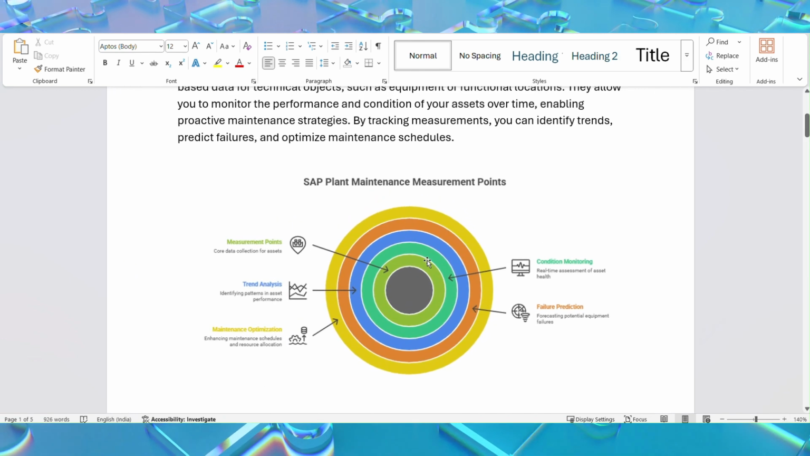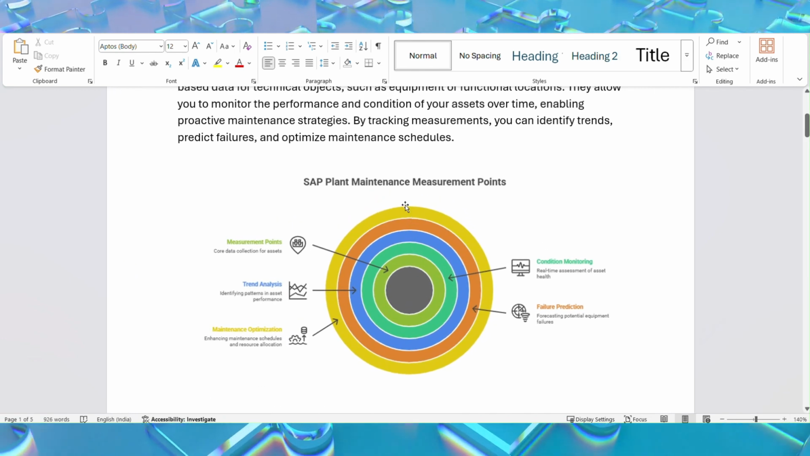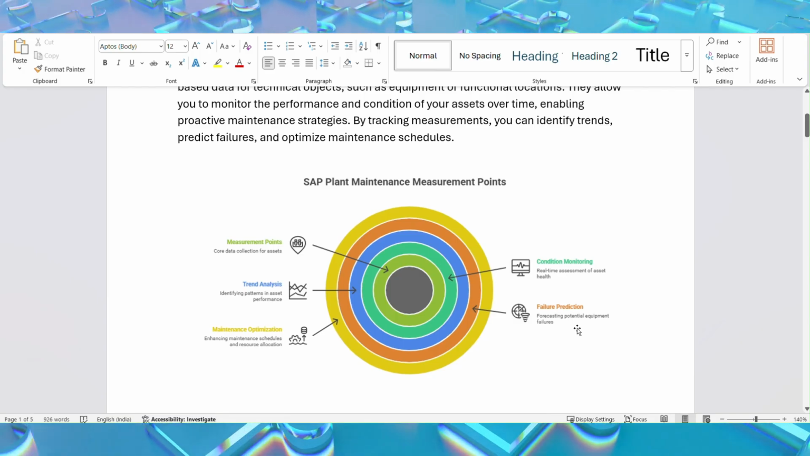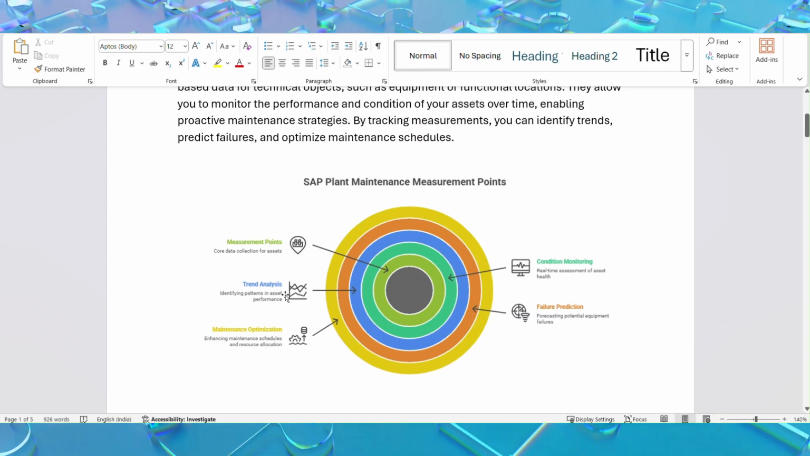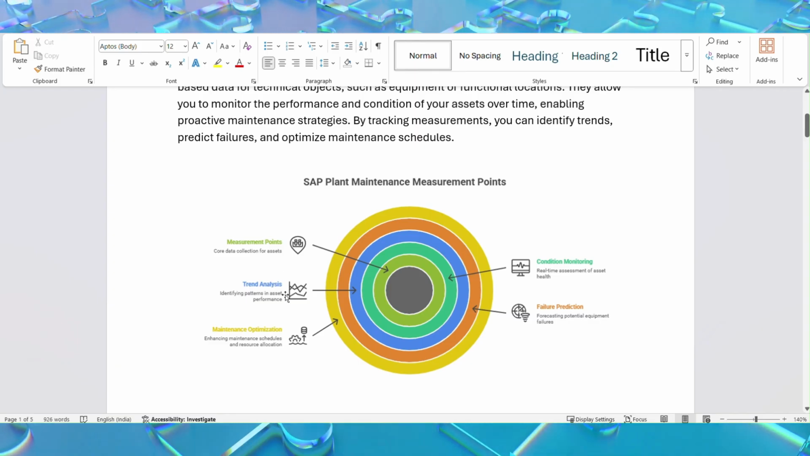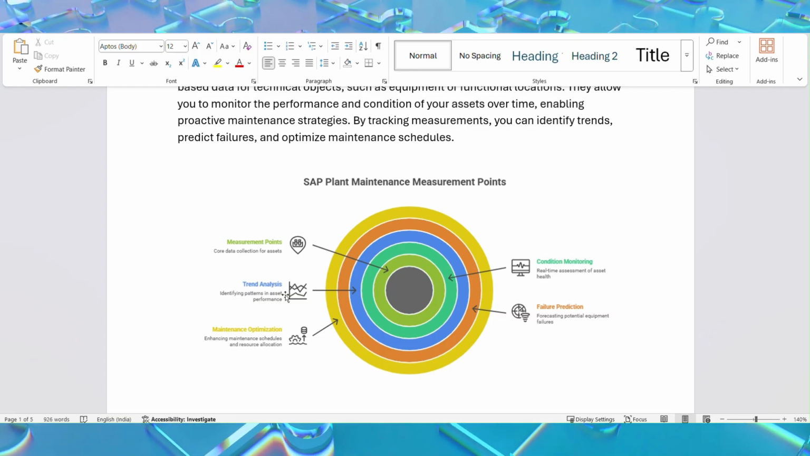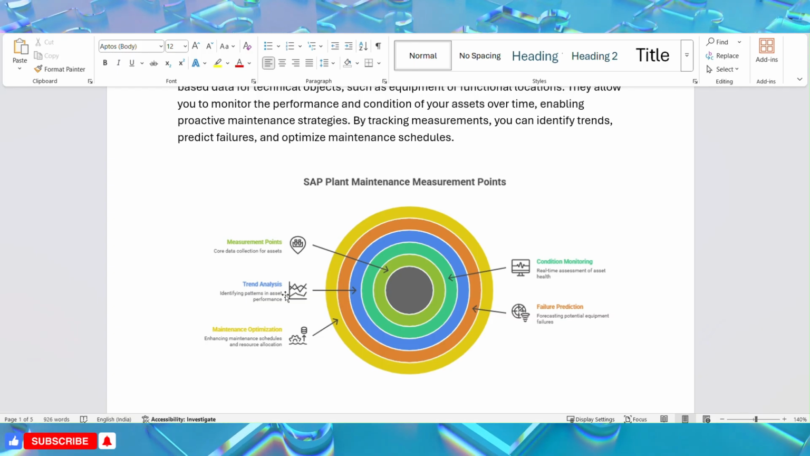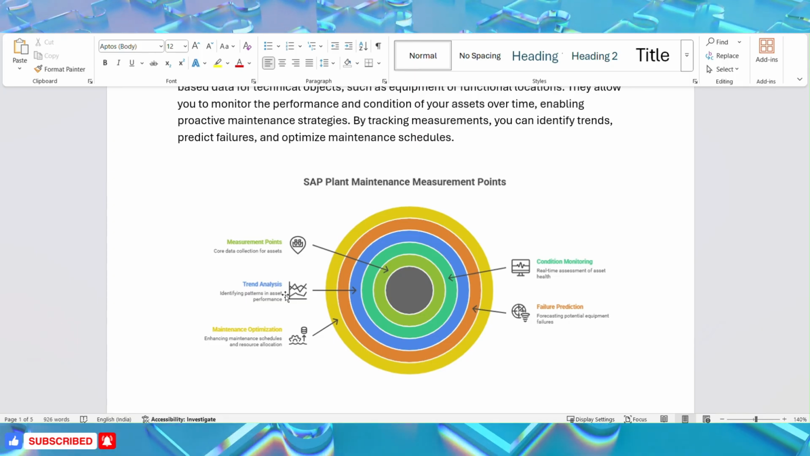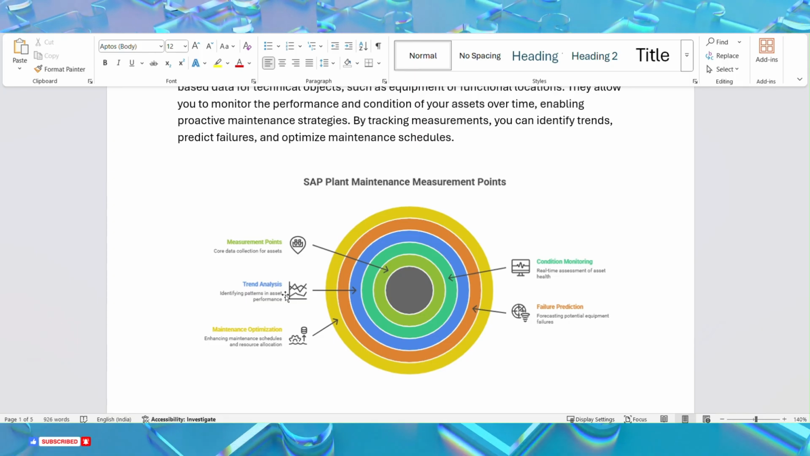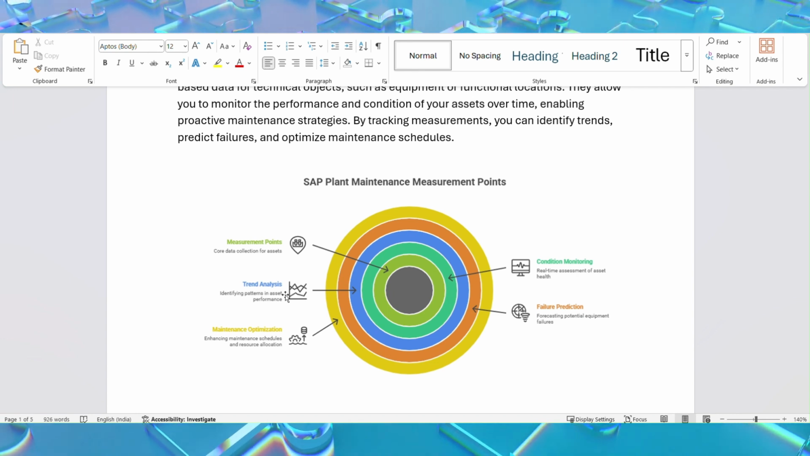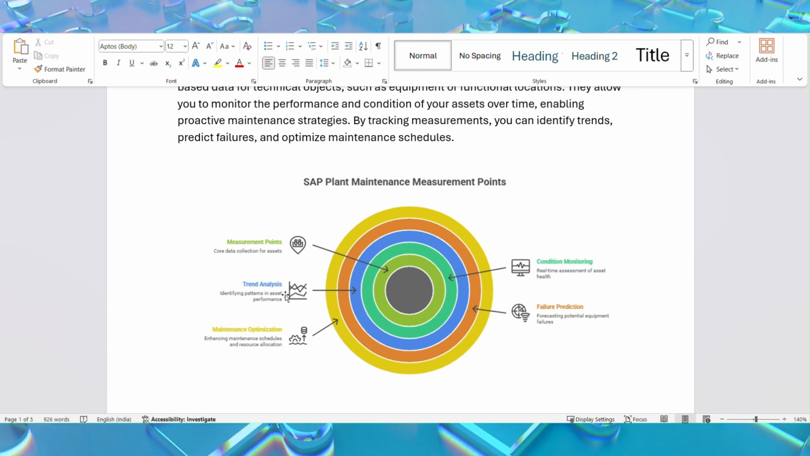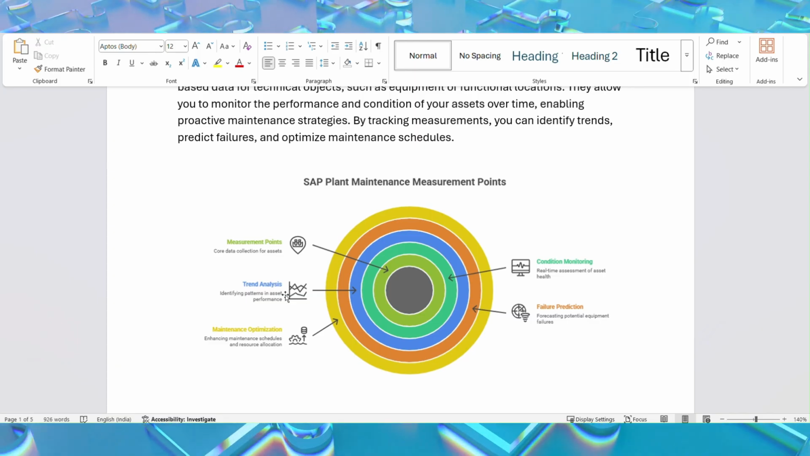Let me make it bigger. So you can see here, these are the attributes: condition monitoring, failure prediction, then measuring points, measurement points, I would say. Then the trend analysis, if you are using the reports, you can just check the trend analysis. It means suppose today is 40 degrees Celsius, tomorrow is 45 degrees Celsius. Again, it is coming to 42 degrees Celsius, and then it is 43, 44 degrees Celsius, which means it is telling that a trend is getting followed, which means it is between 40 to 45 degrees Celsius. Okay, so it's a trend.